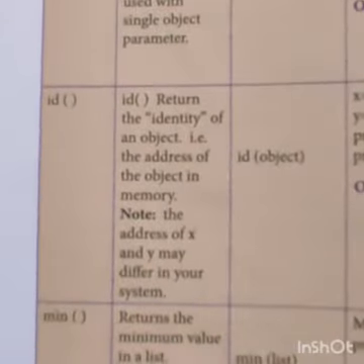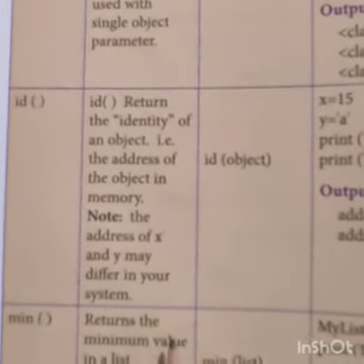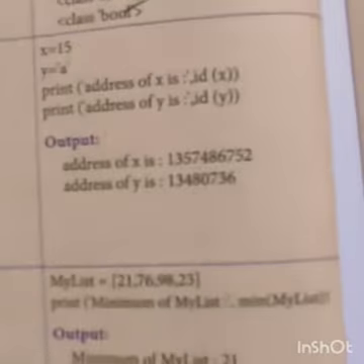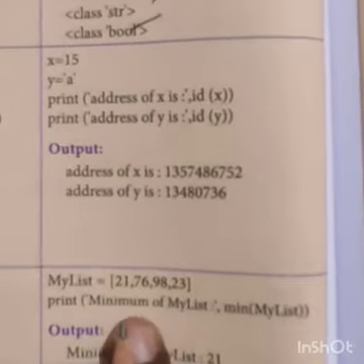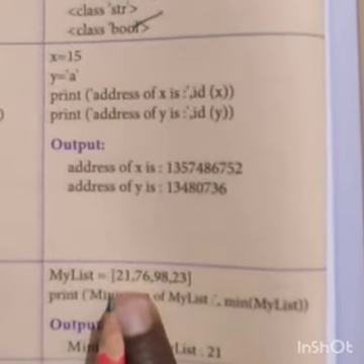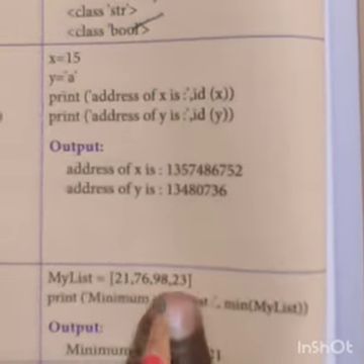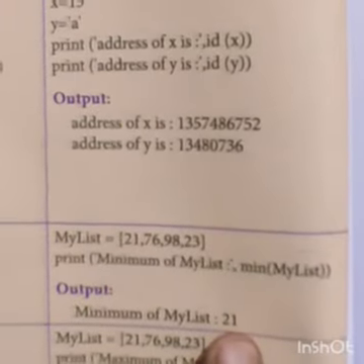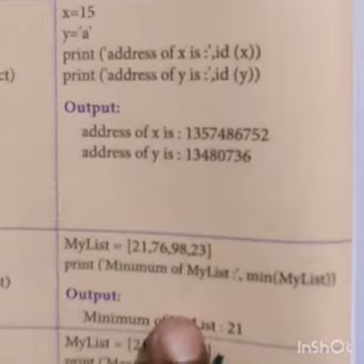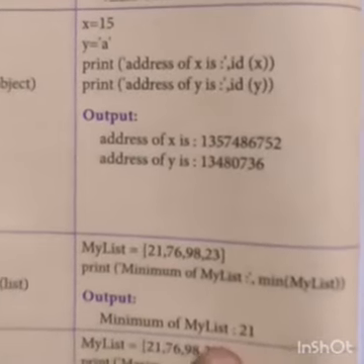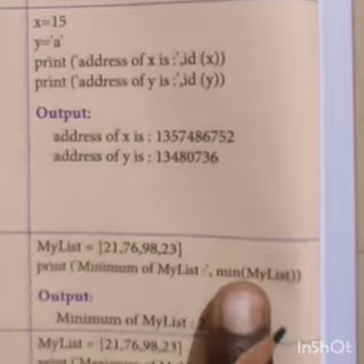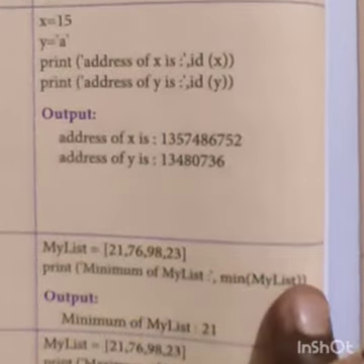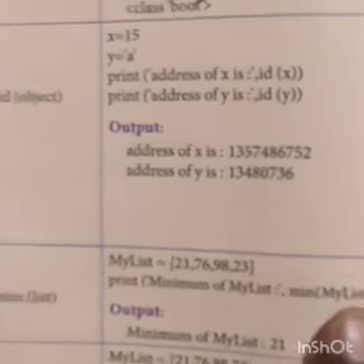Next function, what is this? Min. Min means return the minimum value of the list. See here, one list is there: 21, 76, 98. What is the minimum? 21. The remaining values are bigger numbers. That is the min function. Min of x, that is the thing.